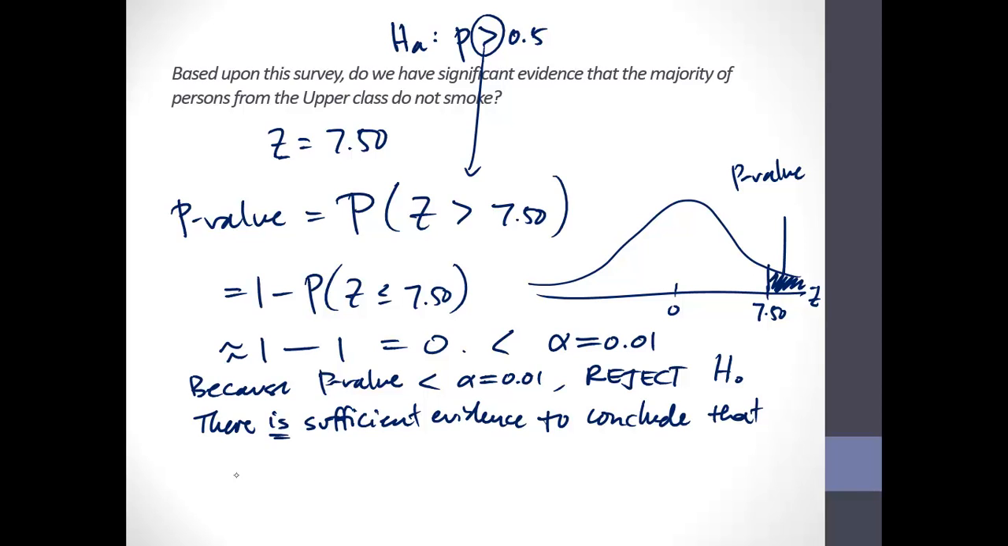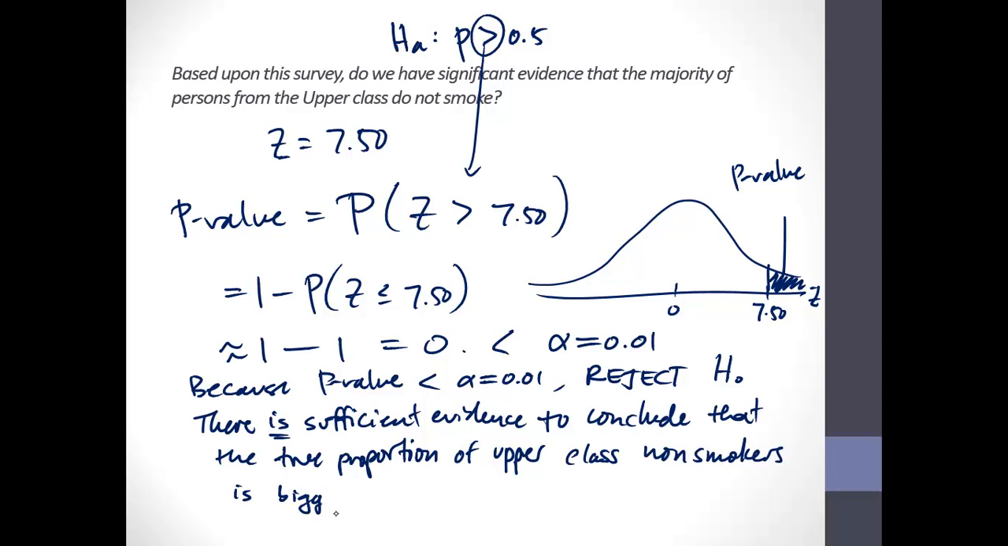So to conclude that the true proportion of upper class non-smokers is bigger than 0.5. Or you could also phrase that to say there is evidence to conclude that the majority of upper class folks do not smoke, if you want to say it that way. So again, because our p-value is really small, we reject the null hypothesis, which means that there is sufficient evidence to conclude that the true proportion of upper class non-smokers is bigger than 0.5.